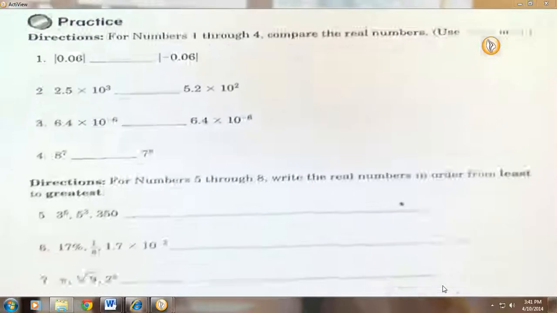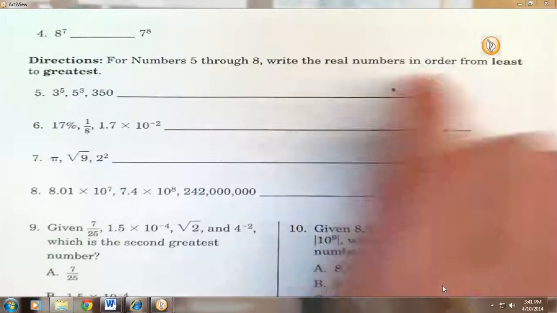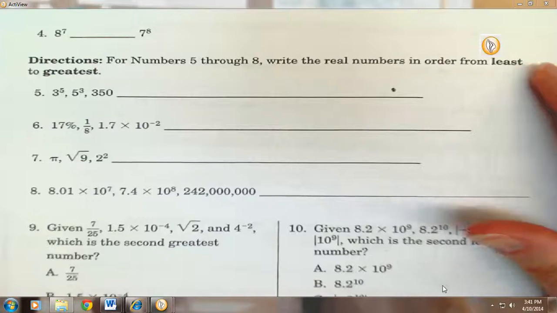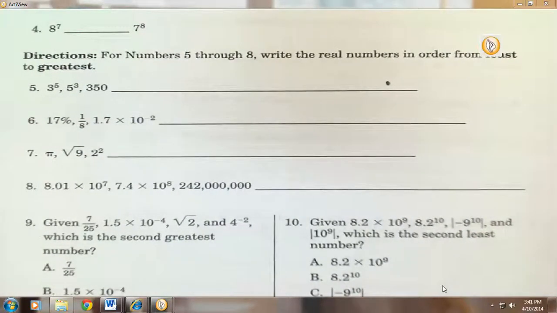On numbers 5 through 8, you're writing the numbers in order from least to greatest. Make sure you do follow those directions, because sometimes on the EOC they may switch it up. They may say greatest to least. So make sure you're watching that. We want least to greatest. You should be able to change these into decimal or integer values that are going to be easier to arrange.